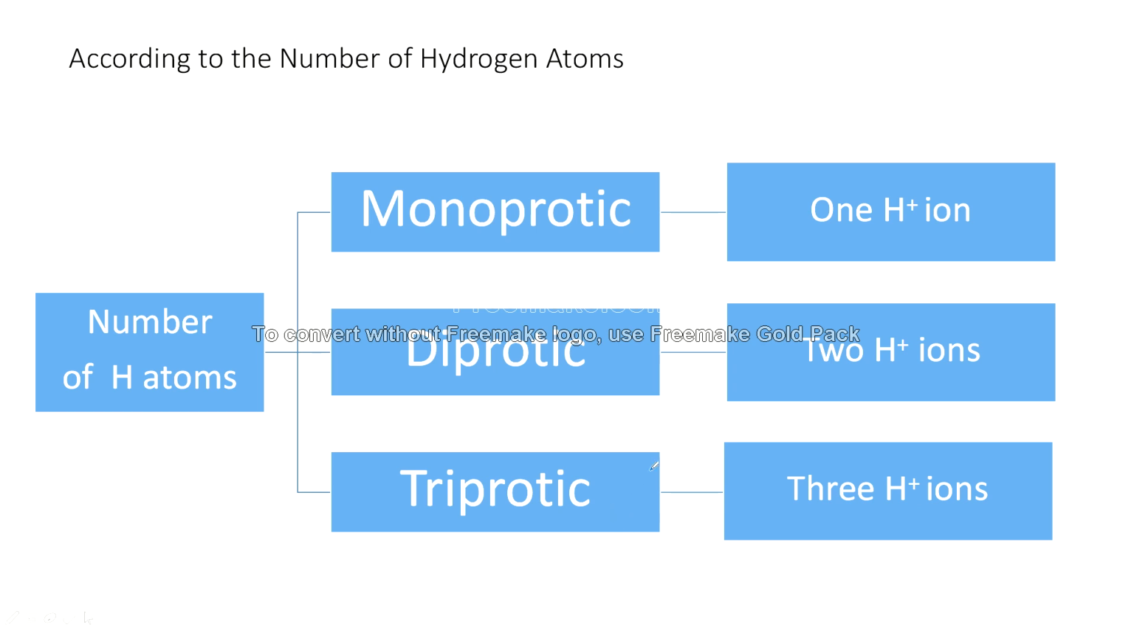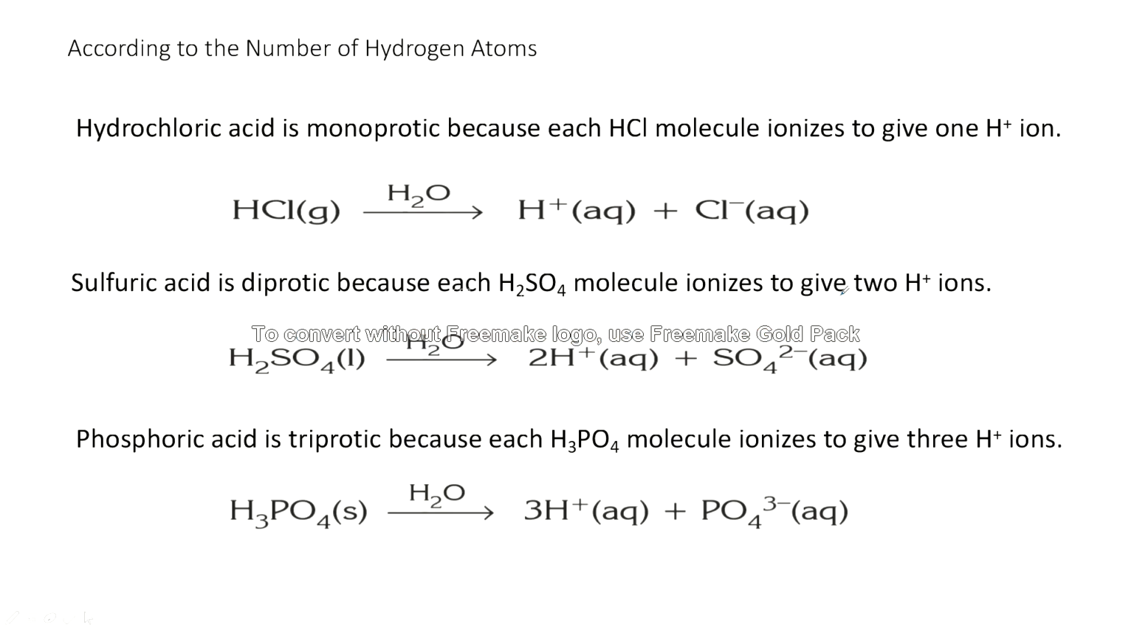Okay, so that is the classification of an acid according to the number of hydrogen ions produced during the ionization. And I have three examples here. The first one is our friend hydrochloric acid. When it passes through the water, we have the formation of hydrogen ion and the formation of chloride ion. As you can see, we have positive charge and negative charge species.